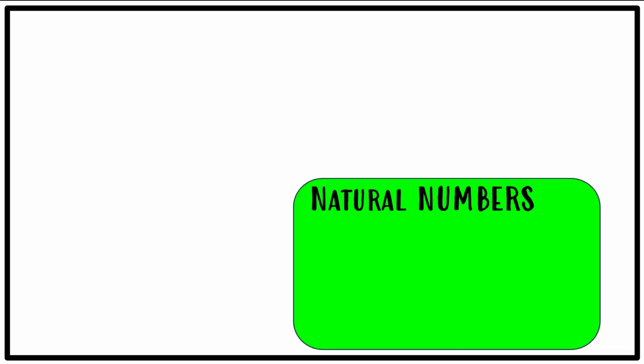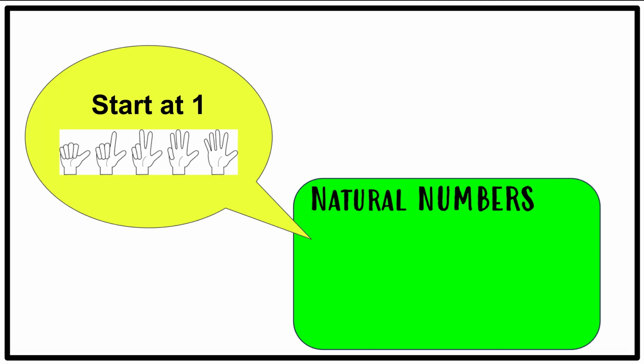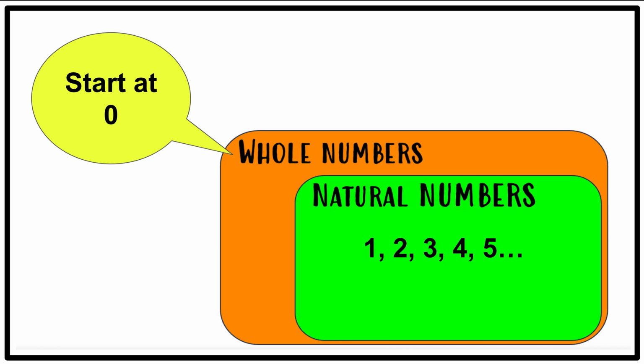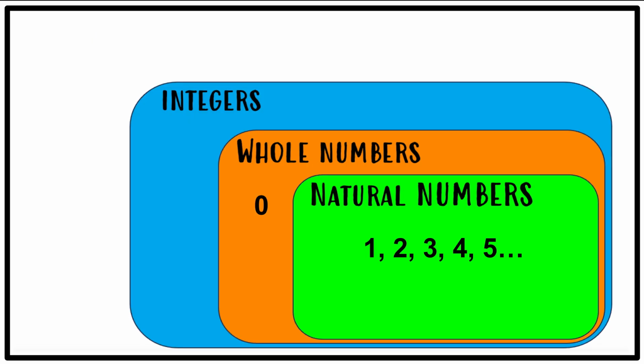Let's go ahead and begin with natural numbers, which also can be called counting numbers because they start at 1 and continue on. They are one set or group that are also part of whole numbers. The only difference is that the whole numbers start at 0. Whole numbers are a group, but are also a subset of integers. Integers include natural numbers, whole numbers as well. The difference is that integers also contains negative whole numbers.